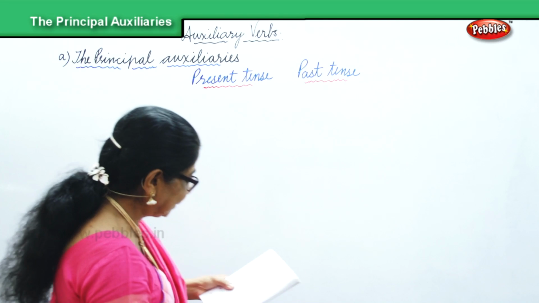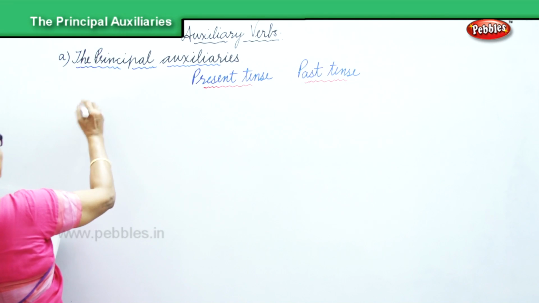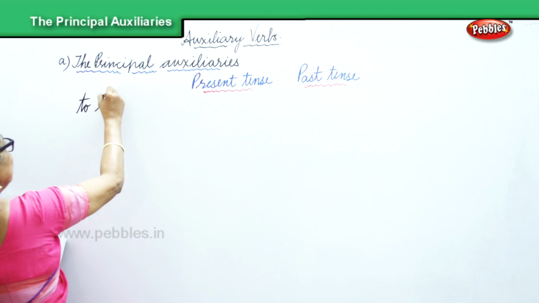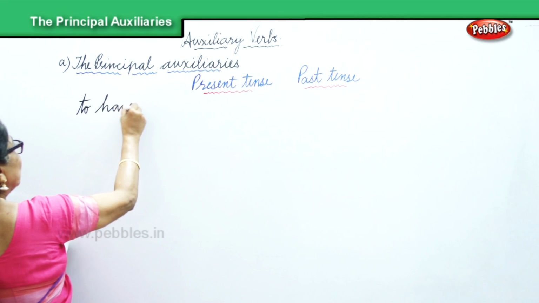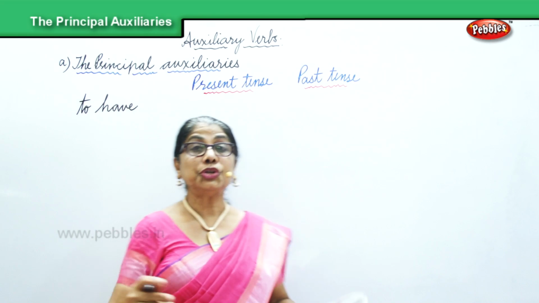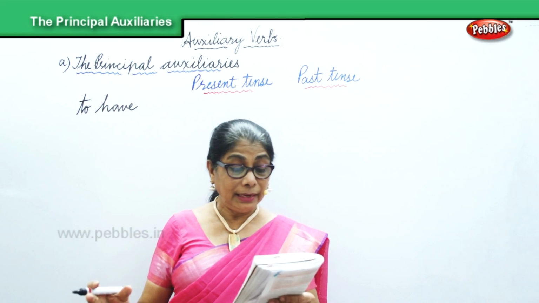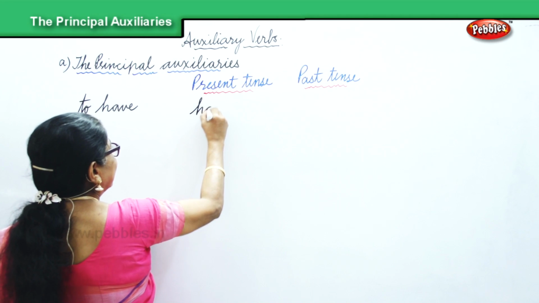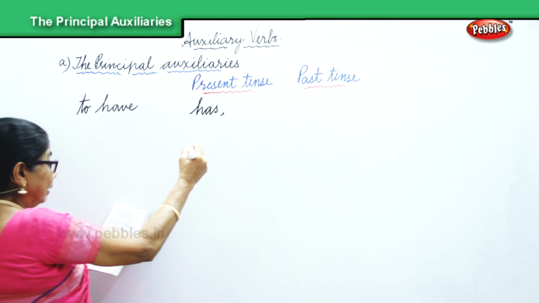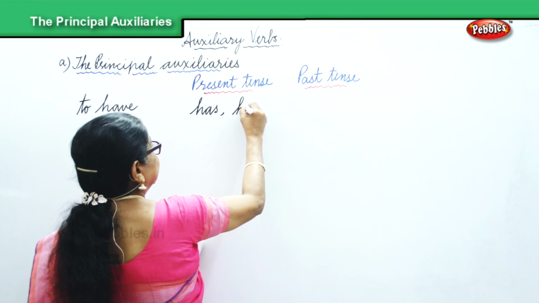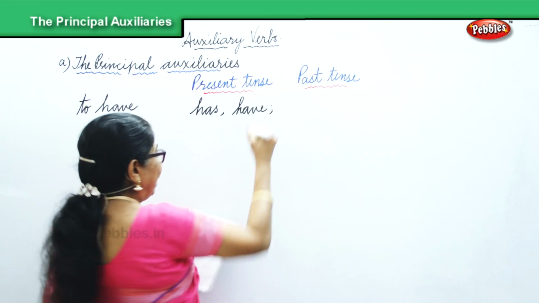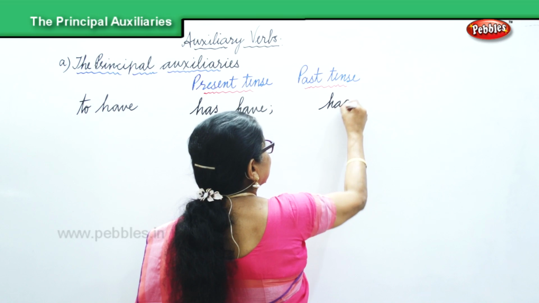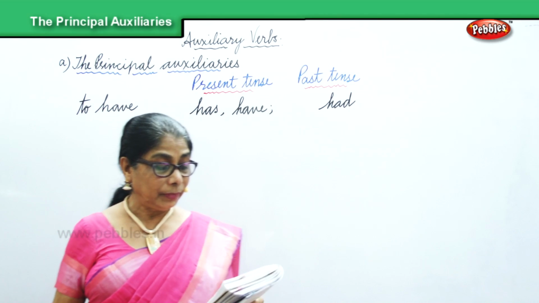And we are looking at the second one, to have. We are talking about the principal auxiliaries, the verb to have. We have done to be. Understand? In this, to have, we have in the present tense has and have. And in the past tense, we have had.